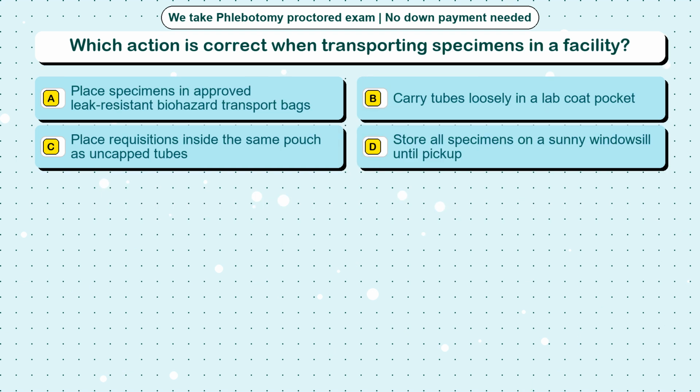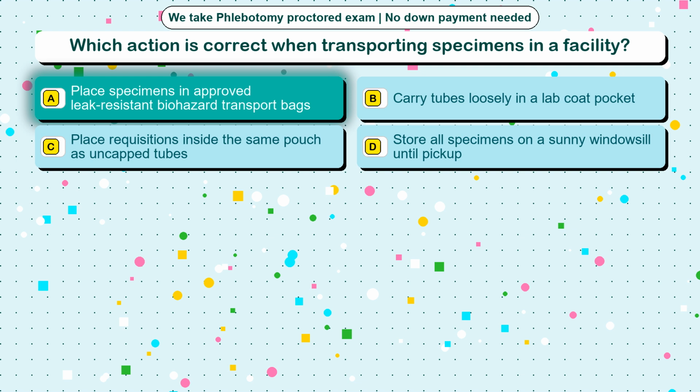Question 66. Which action is correct when transporting specimens in a facility? Option A, place specimens in approved leak-resistant biohazard transport bags. Option B, carry tubes loosely in a lab coat pocket. Option C, place requisitions inside the same pouch as uncapped tubes. Option D, store all specimens on a sunny windowsill until pickup. The correct answer is option A, place specimens in approved leak-resistant biohazard transport bags.